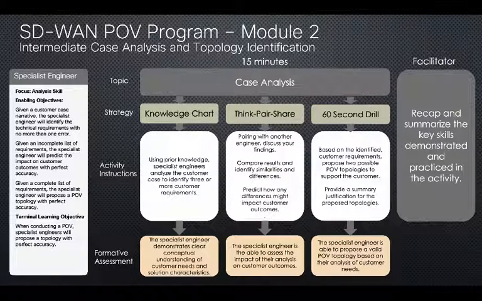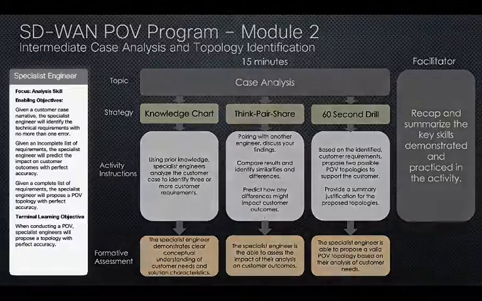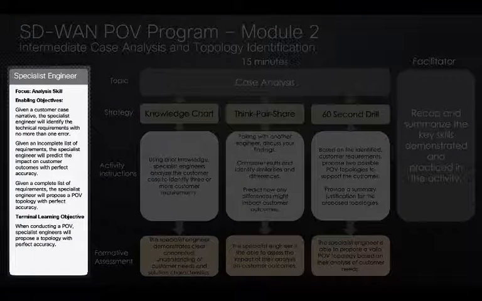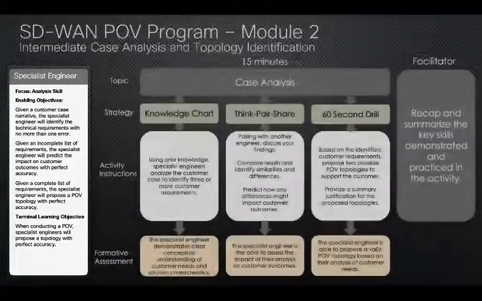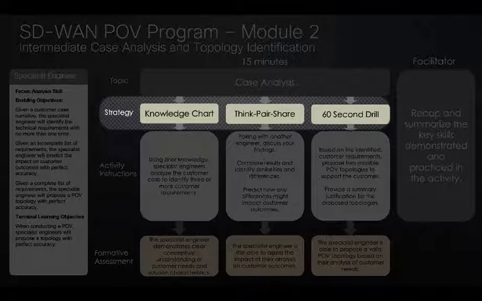This 15-minute intermediate case study activity is designed to provide specialist engineers with an opportunity to analyze a customer case to determine which of 10 possible proof of value topologies best support the customer's needs. The focus area for this activity is on customer requirement analysis. The activity is comprised of 3 enabling objectives and 1 terminal learning objective, as noted on the left side of the graphic. Each enabling objective is mapped to a different instructional strategy as shown in the upper portion of the graphic.